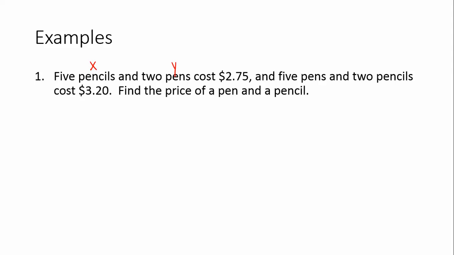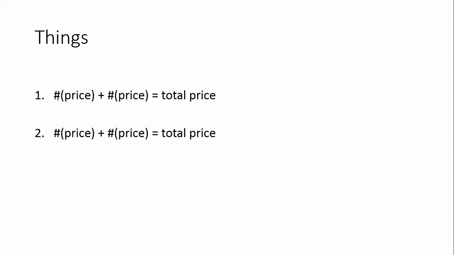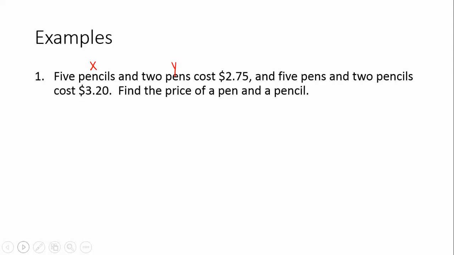So if we were to write an equation, if we go back to the type, notice it's the number you purchase at a certain price of one item plus the number you purchase at a certain price of a second item is going to equal the total price. So the first sentence says that 5 pencils and 2 pens cost $2.75. Now I don't know the price, that's my x and my y. I'm supposed to find the price. So there's our first equation. 5x plus 2y equals 275.